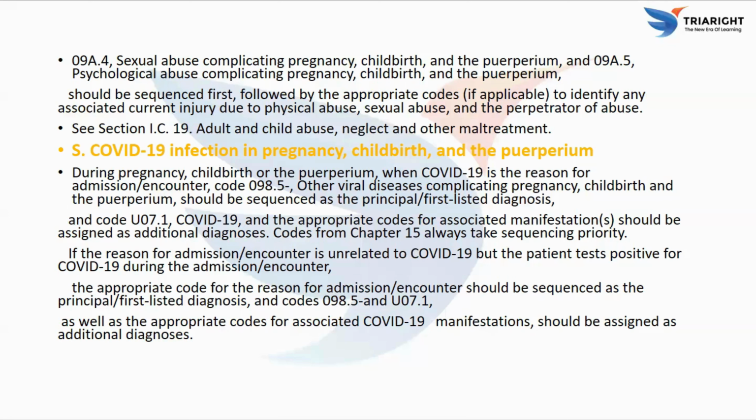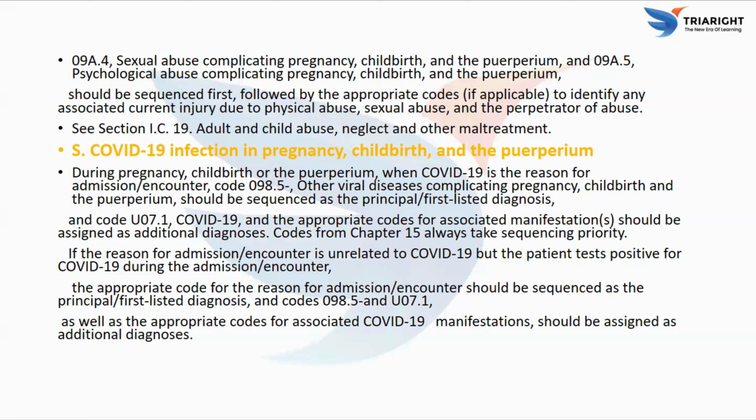Here are simple examples so that you can understand better how to code COVID-19 cases in pregnancy. Example 1: a pregnant woman admitted because of fever and tests positive for COVID-19. So what is the coding sequence? O98.5 first, then the COVID-19 code U07.1, followed by pneumonia, which is a COVID related symptom, if present.